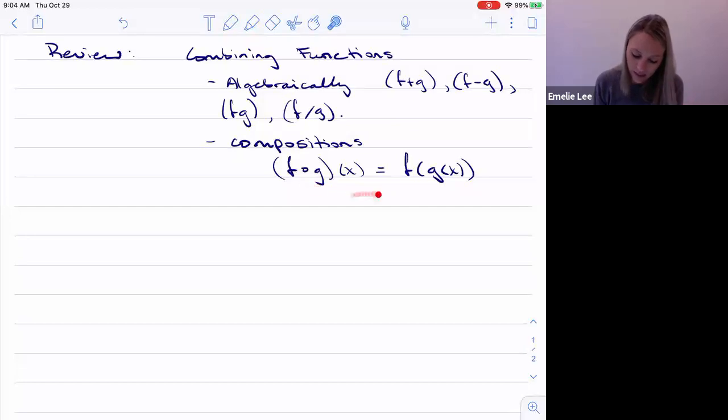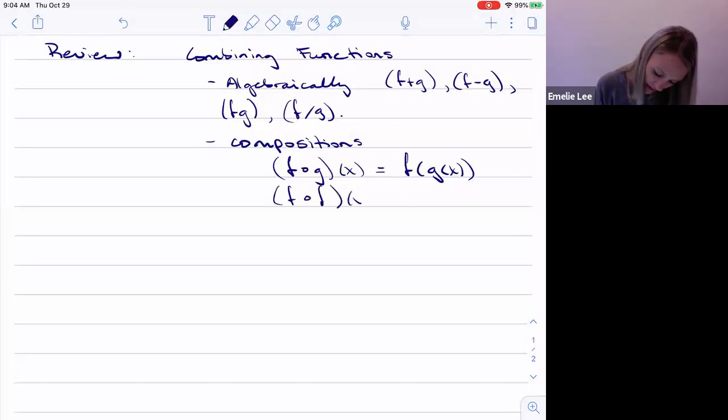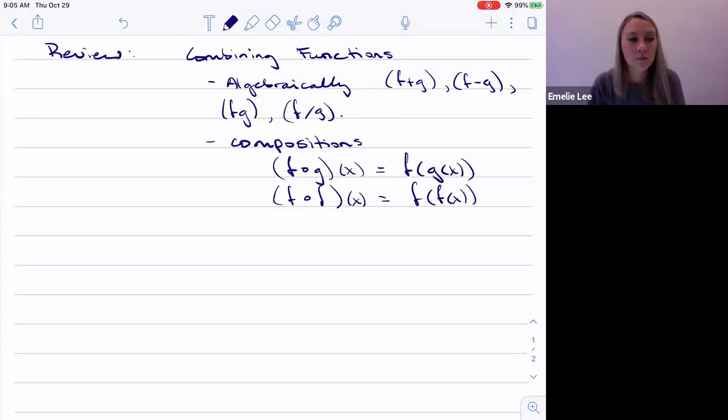And so we're creating these new functions, whereas f composed with f of x is also a thing. So that's when we put f of x into f of x. Makes it bigger, typically. So then we went on to talk about one-to-one functions.